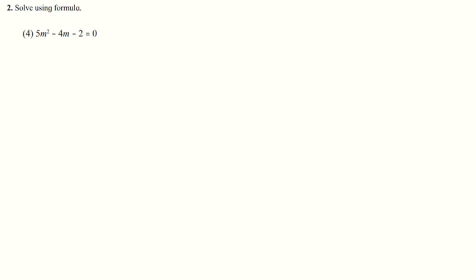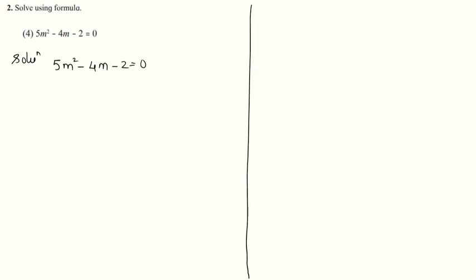Next question is 5m squared minus 4m minus 2. Solution. So the given equation is 5m squared minus 4m minus 2 is equal to 0. This is already in general form. So what we will do here, first step, write down the first step. It is compare the given equation with ax square plus bx plus c is equal to 0.